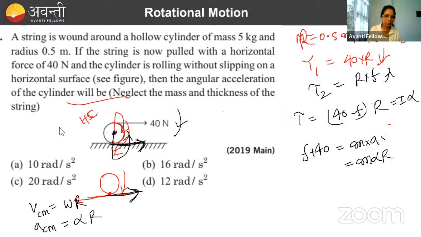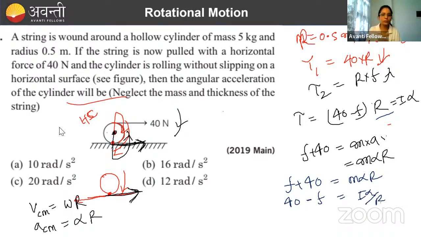Now everyone just solve this and you will be getting the answer. So F plus 40 you already have. Do one thing, write F plus 40 here, equal to what? M alpha R. Take this R to the other side, so it will be 40 minus F equal to how much? I alpha by R. Put the value of I also, add both, friction will cancel out. 80 equal to what will remain? Take alpha common. So what is the value of M R plus I?